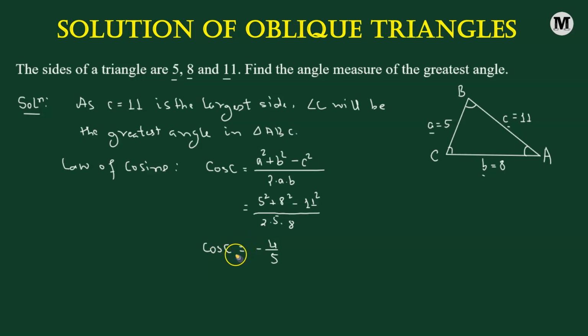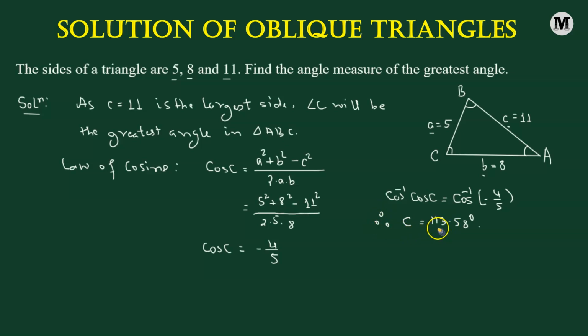However, what we need here is C. We do not need cosine of that angle. So we're going to take the inverse cosine on both sides, such that we get cosine inverse of cosine of angle C on the left hand side, and on the right hand side we have cosine inverse of negative 4 over 5. The cosine inverse of cosine of C simply gives us C, and inverse cosine of negative 4 over 5 comes out to be equal to 113.58 degrees. So therefore we have successfully obtained the angle measure of C.